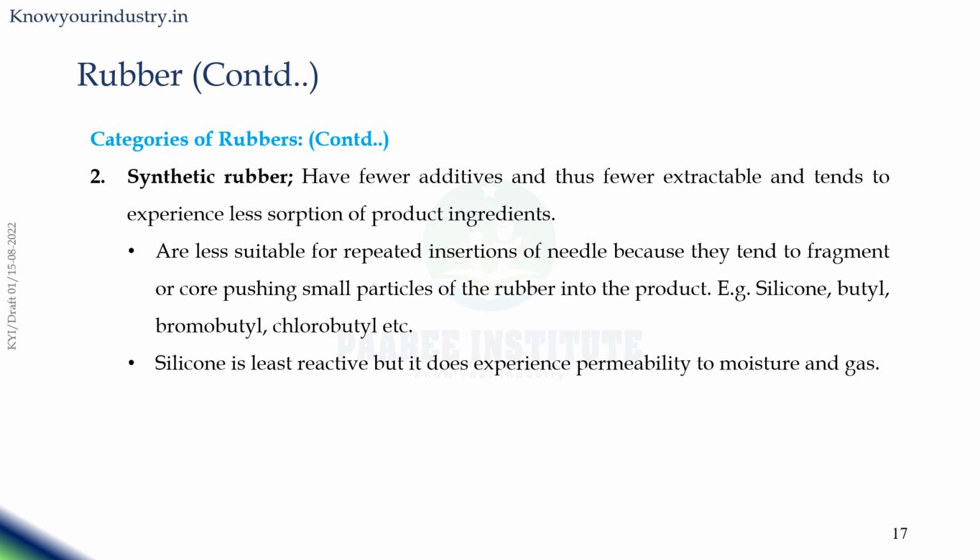They are less suitable for repeated insertions of a needle because they tend to fragment or core, pushing small particles of the rubber into the product. Examples are silicone, butyl, bromobutyl, chlorobutyl, etc. Silicone is least reactive, but it does experience permeability to moisture and gas. Butyl stoppers, which are bromo or chloro, that is, halobutyl stoppers, are used with a coating of Teflon or a kind of fluorotec coating.